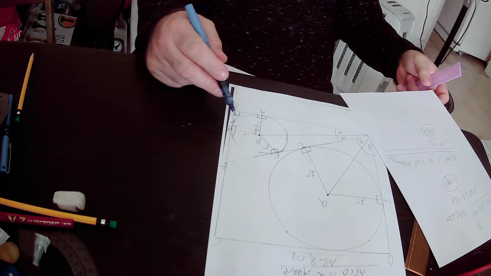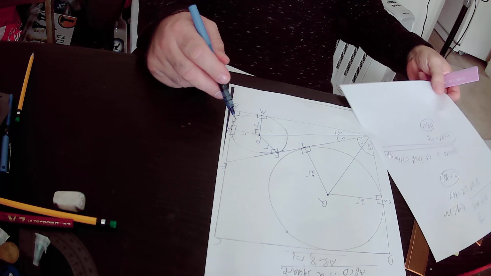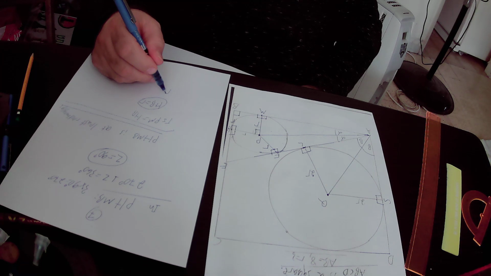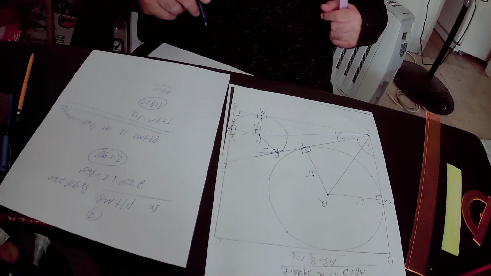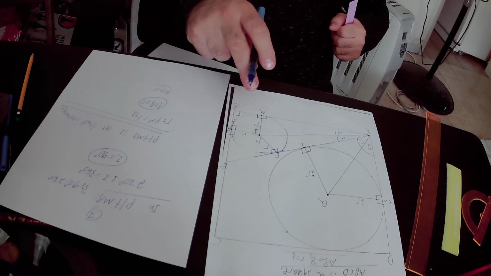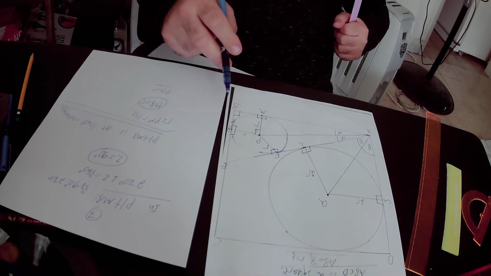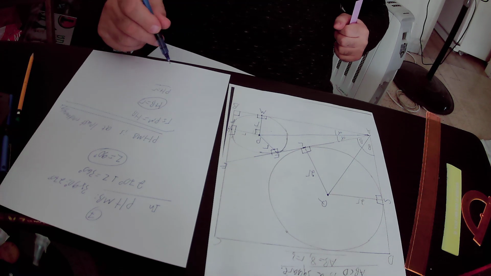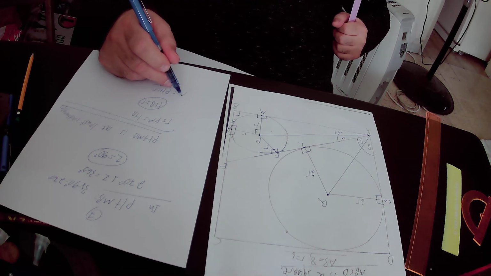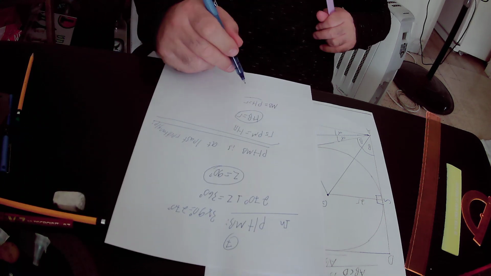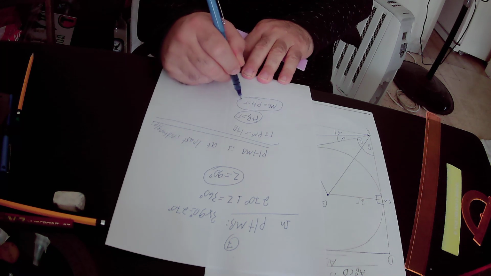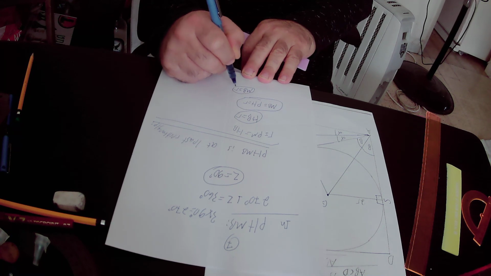We also know that PH equals R. It is the radius of the small circle. But according to the rule that the opposite sides of any rectangle are equal to each other, PH also equals MB. So PH equals MB, and from this equality, we derive that MB also equals R.